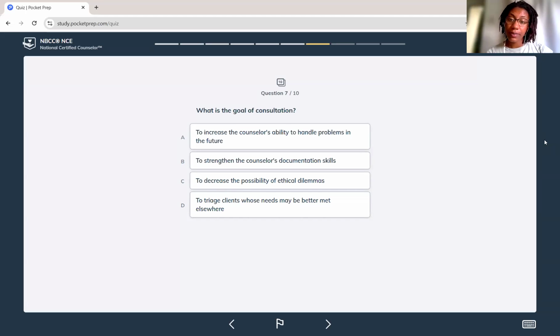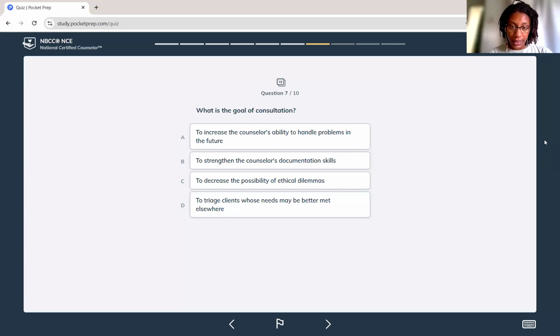A, to increase a counselor's ability to handle problems in the future. B, to strengthen the counselor's documentation skills. C, to decrease the possibility of ethical dilemmas. Or D, to triage clients whose needs may be better met elsewhere. If there's any vocabulary in this question that you do not know, pause here and look up the answer. What is triage? If you don't know what that means, look up that term. Don't miss a question just because you don't know a vocabulary term. If you don't know it here, you won't know it on the exam.